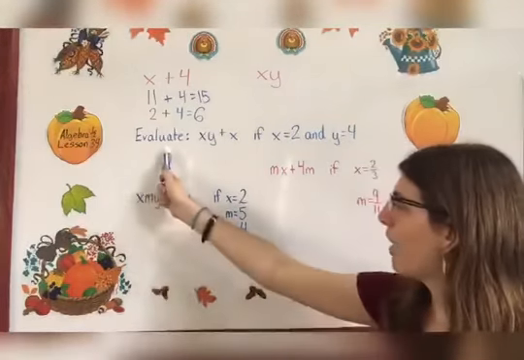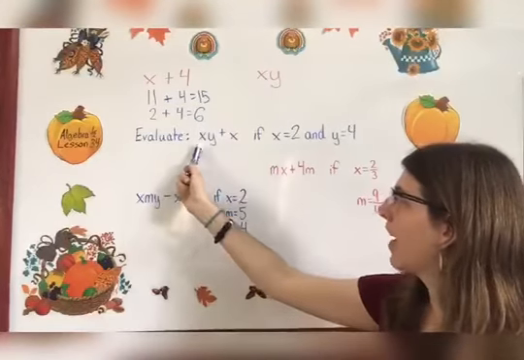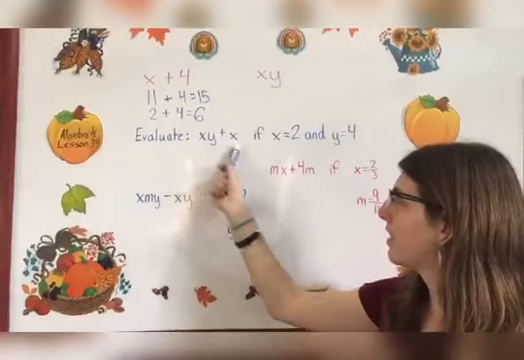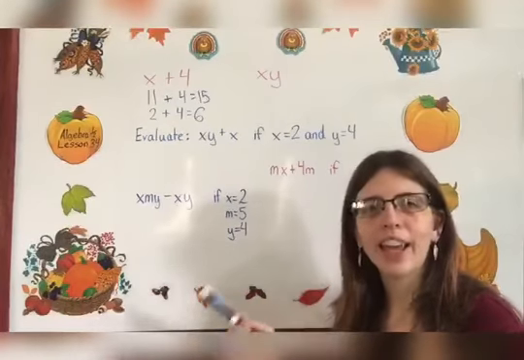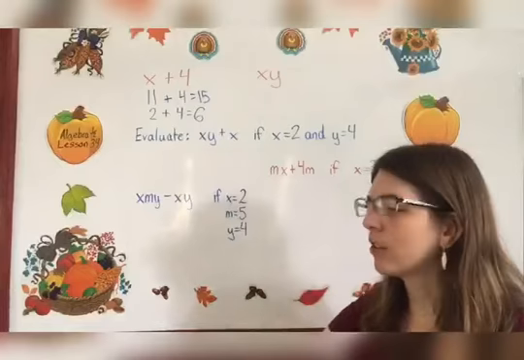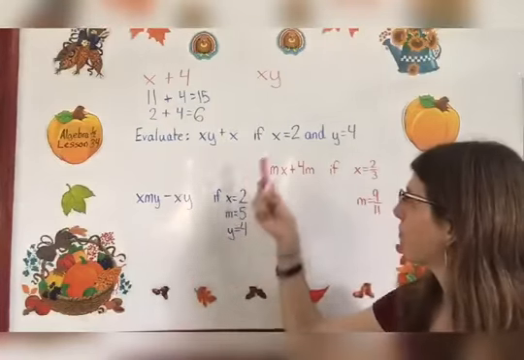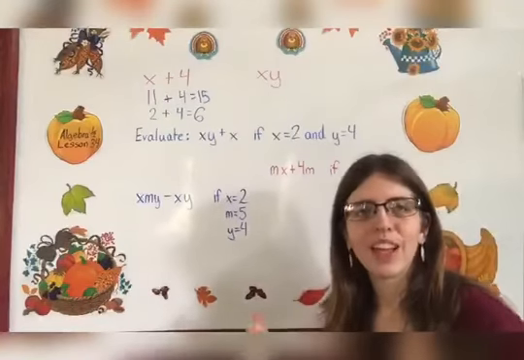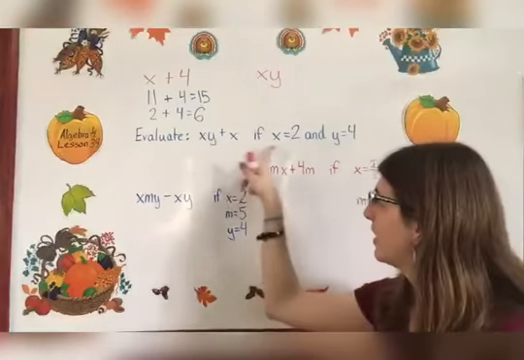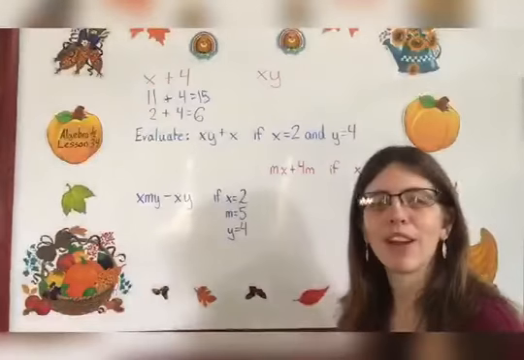So I want to evaluate or find the value of xy plus x. And they give me the values of x and y. So I have the value of my variables so I can find my answer. x is 2 and y equals 4. So I'm going to find the value of the expression if this is the value of my variables.